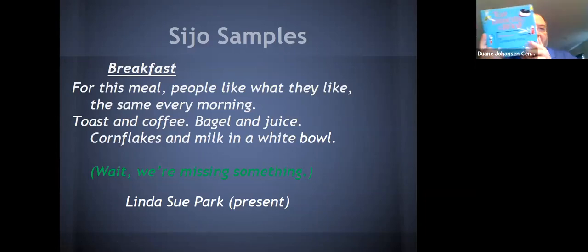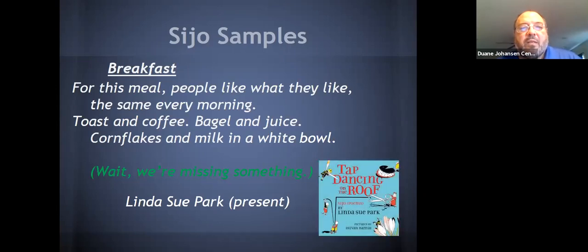So, okay. This is from one of my favorite Sijo books. This one right here, Linda Sue Park's Tap Dancing on the Roof. And I'm going to give you the first two lines here. For this meal, people like what they like, the same every morning. Toast and coffee, bagel and juice, corn flakes and milk in a white bowl. Okay, those are the first two lines.